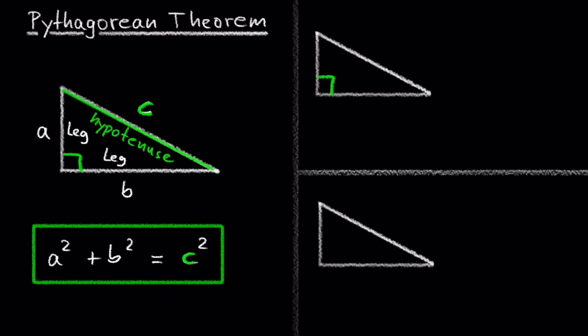Let's say we have a right triangle where one leg is 3 inches and the other leg is 4 inches. How can we find the length of the hypotenuse of this triangle? We learned that a squared plus b squared equals c squared, where a and b are the legs of the triangle and c is the hypotenuse.